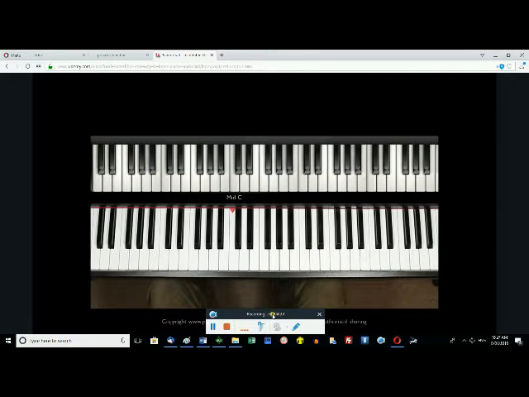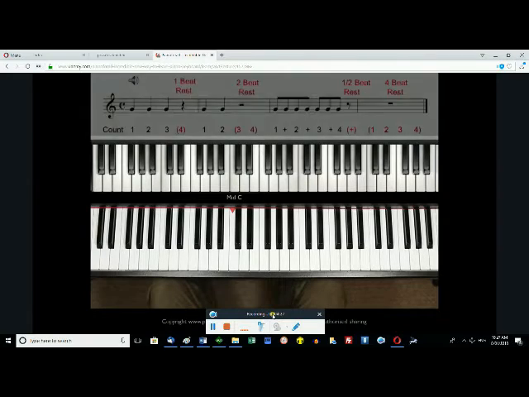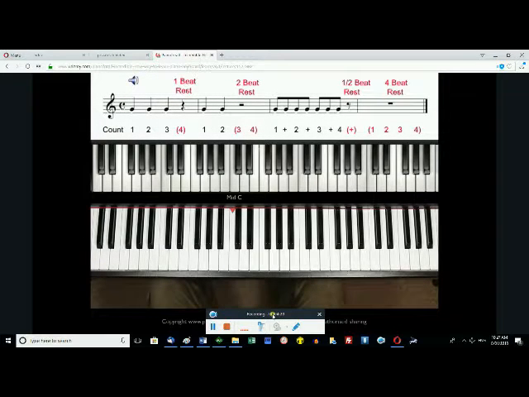Periods of silence. You're not always going to be playing something in every single bar. There's going to be some pauses, some silence, and they're shown by symbols called rests. They'll each have a different duration. So let's have a look. 1, 2, 3, 4. On that 4th beat, there was nothing played. That's a 1 beat rest.